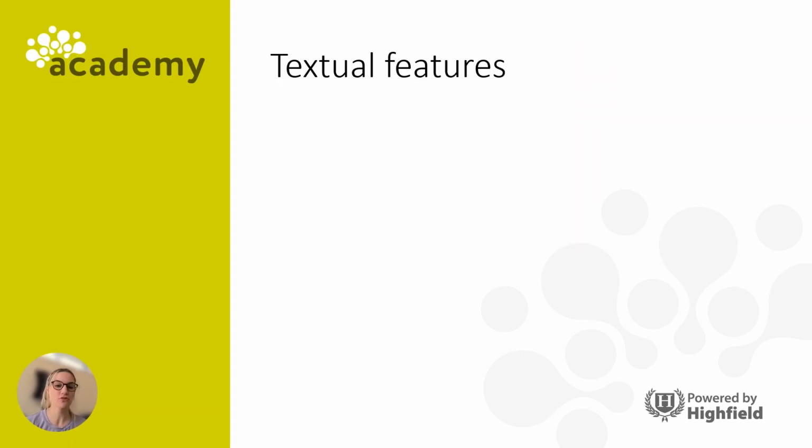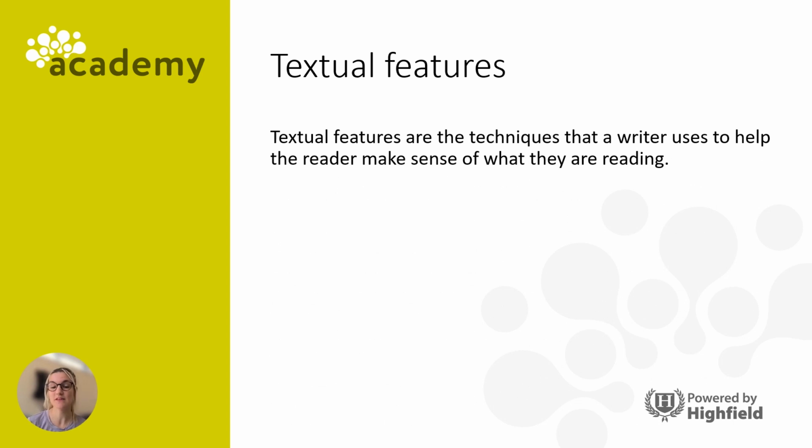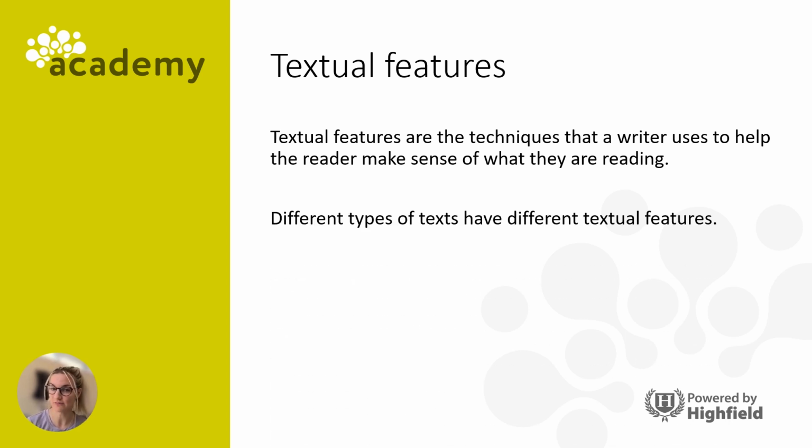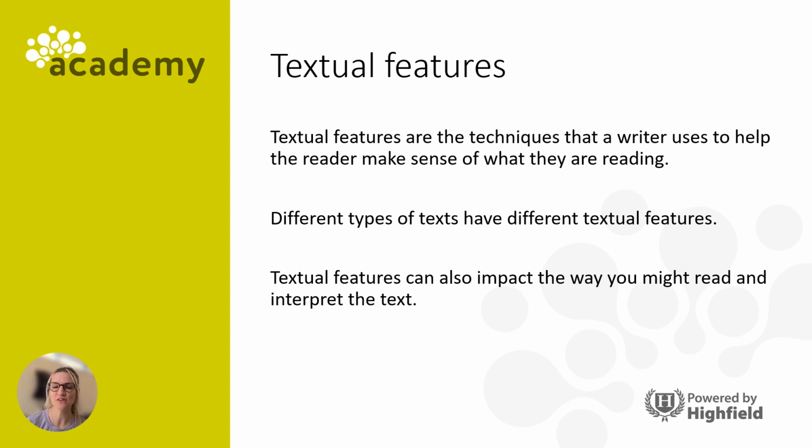So in terms of textual features then, these are the techniques that a writer uses to help the reader make sense of what they're reading. Now, different types of text have different textual features, and textual features can also impact the way that you might read or interpret a text. So essentially, textual features make a text easier to understand by adding little clues as to what the writer wants to put across. So let's look at some examples of textual features.